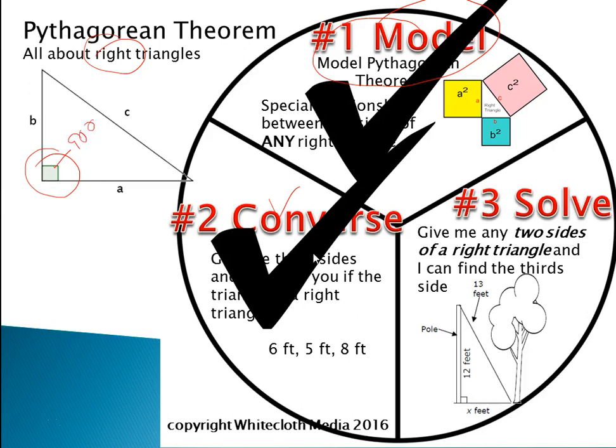And again, with the converse, we could figure out if it was a right triangle, but in most cases they're going to tell you whether or not it's a right triangle, and that's denoted by this here. So now we're going to solve them. If you give me any 2 sides, I can find the third. So let's get started.